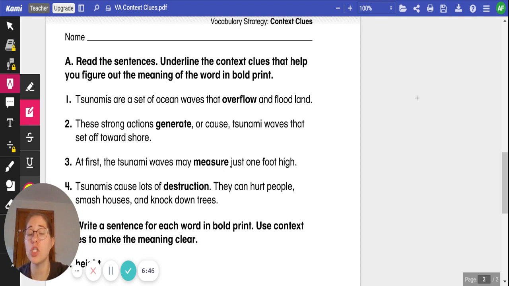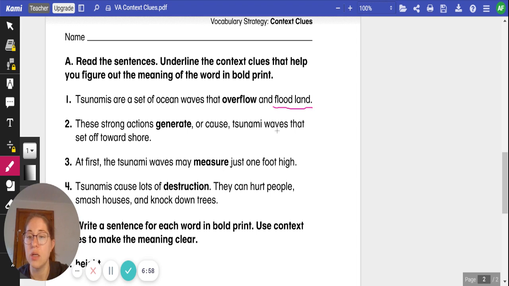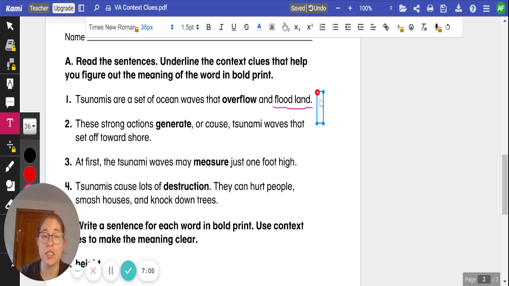Tsunamis are a set of ocean waves that overflow and flood land. First, we need to underline our context clues. I see them right after the word overflow. I see flood land. So I know that overflow means to flood something. So right next to it, I'm going to say flood.